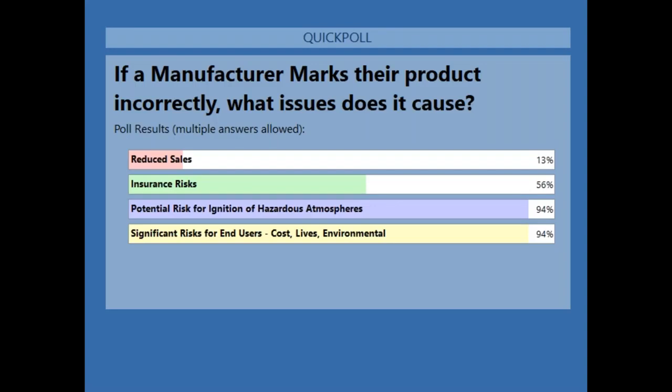You're also increasing your insurance risks. Also, you're causing potential risks for ignition in hazardous areas. And all of these risks are dumped upon the end user. They take all the risks on cost, lives, environmental, and occupational health and safety. So if you do something wrong from the beginning, not only are you losing money, but you may lose money in the future after people die. Unfortunately, that has happened.